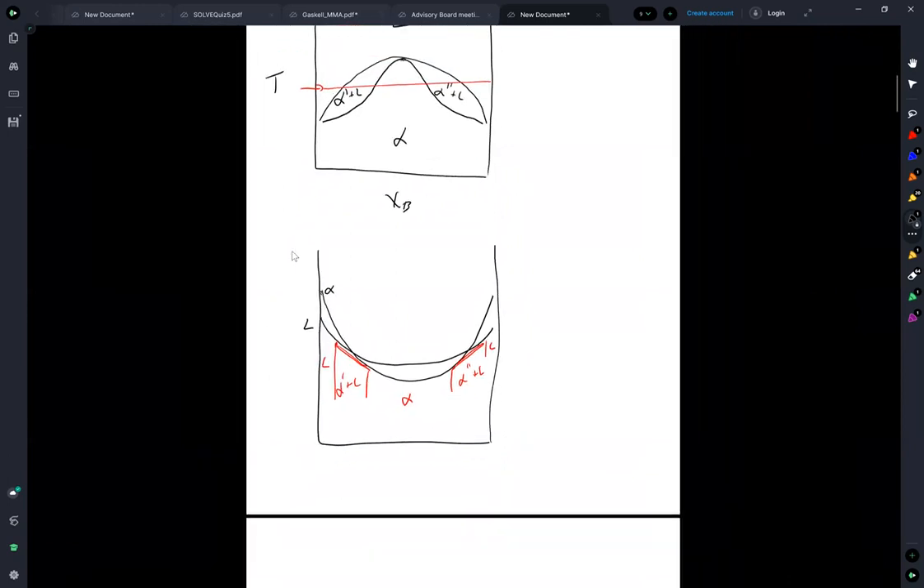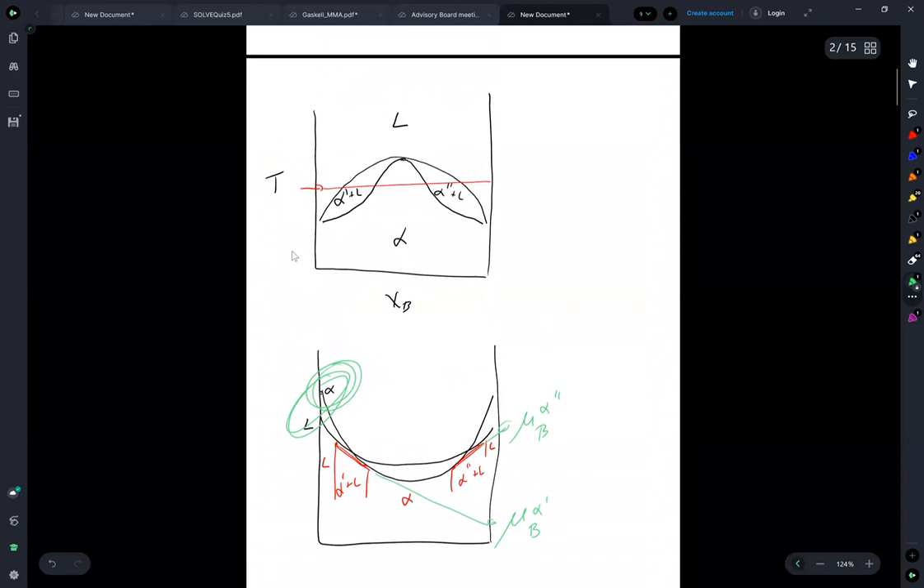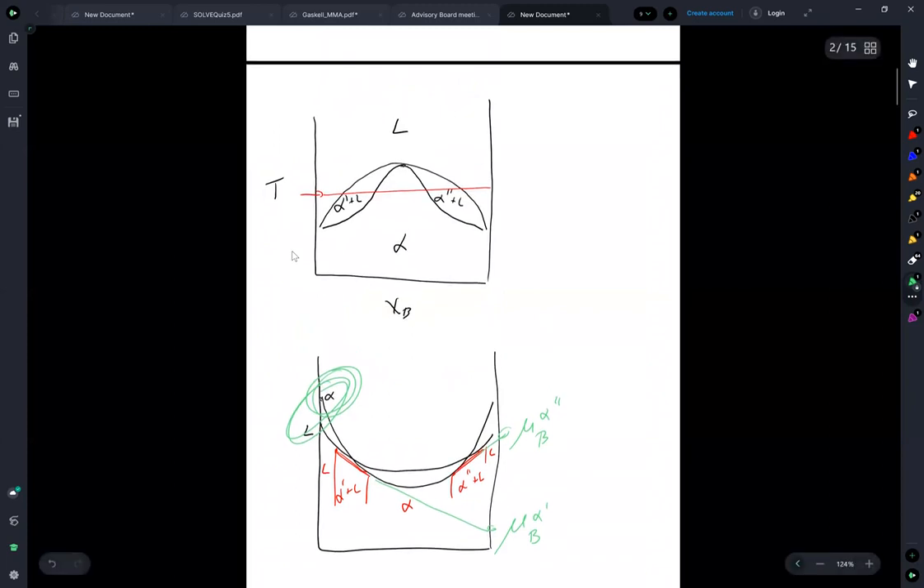So what's happening here, and worth pointing out, is that we have only two Gibbs free energy curves, alpha, and then alpha crosses the liquid free energy curve at two points. And as a result, the chemical potentials are not equal. The congruent point is happening up here.